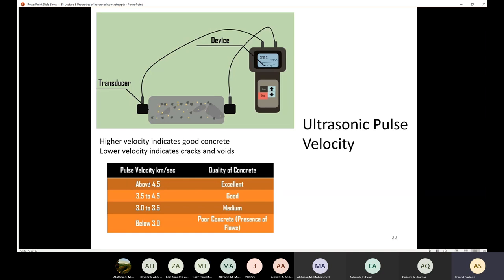If your velocity is above 4.5 kilometers per second, that means I have excellent concrete. If it's between 3.5 and 4.5, it means I have good concrete. If it's between 3 and 3.5, I have medium quality concrete. If it's below 3 kilometers per second, that means I have poor concrete. We have a presence of flaws.